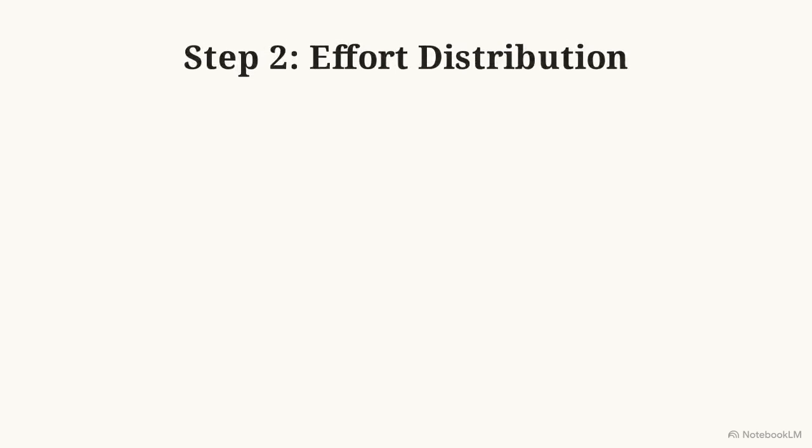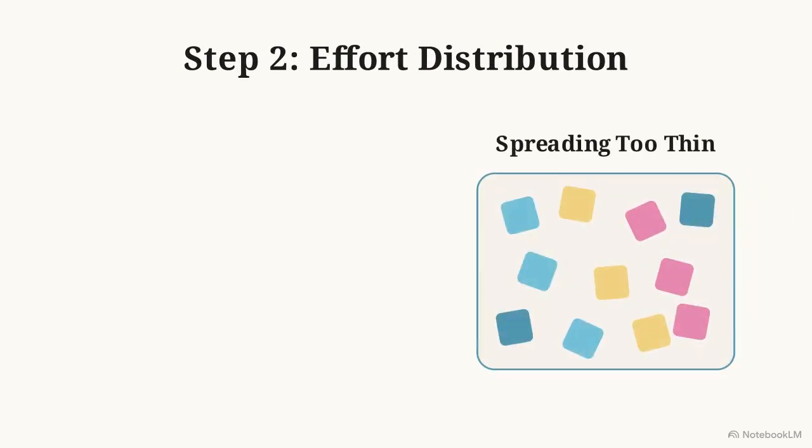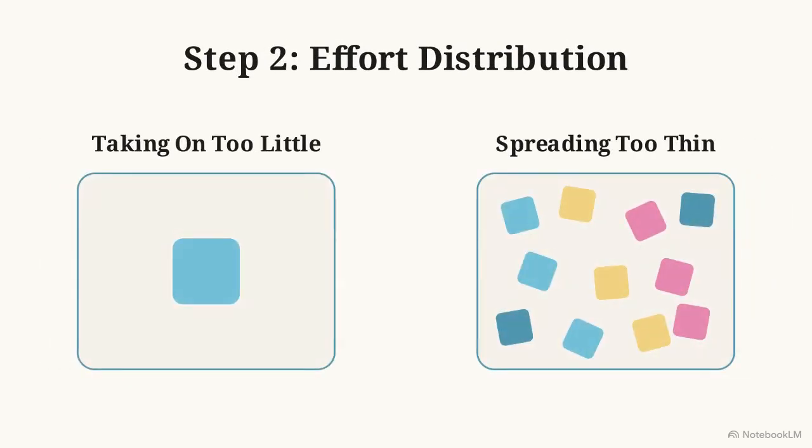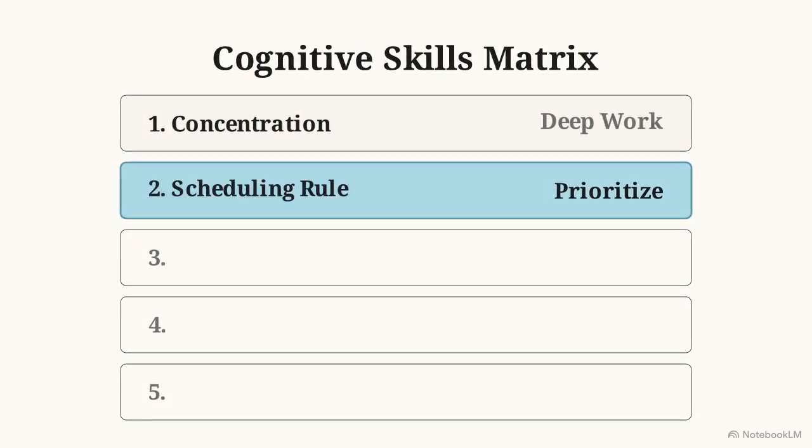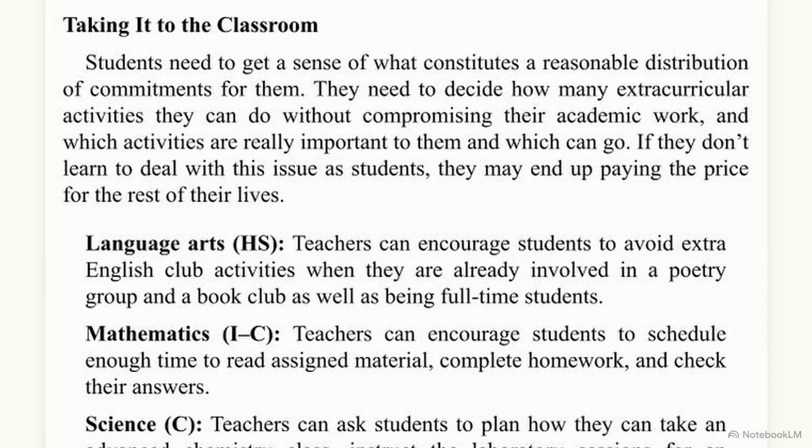Step 2 tackles effort distribution. Students often spread themselves too thin or take on too little. For your second row, draft a scheduling parameter that forces your students to prioritize. Build in a rule that gives them permission to just say no to extra tasks. This text provides practical examples.